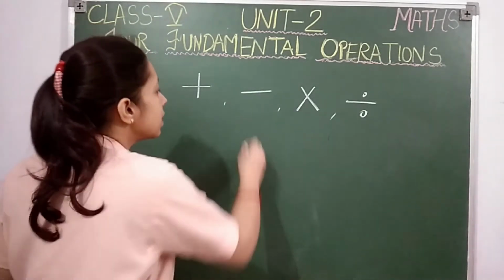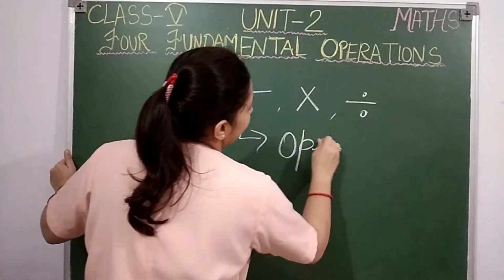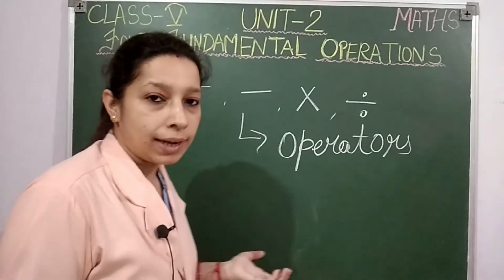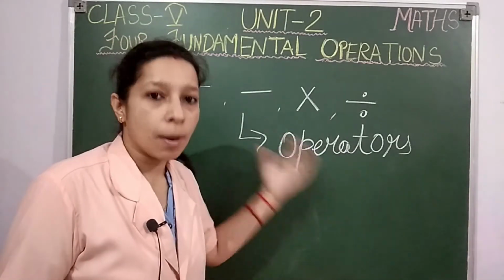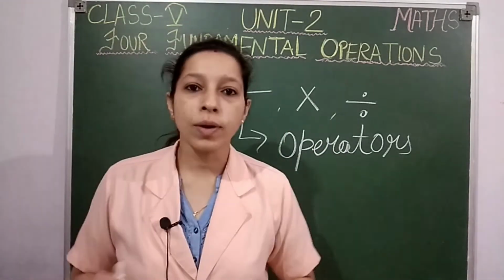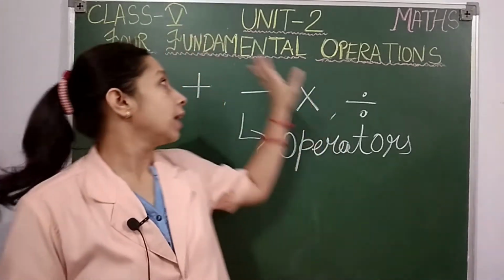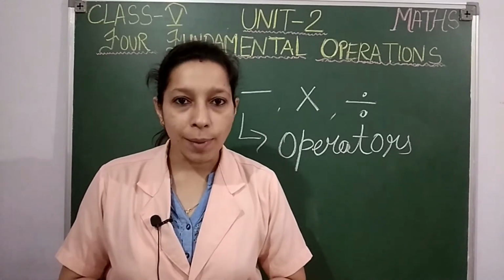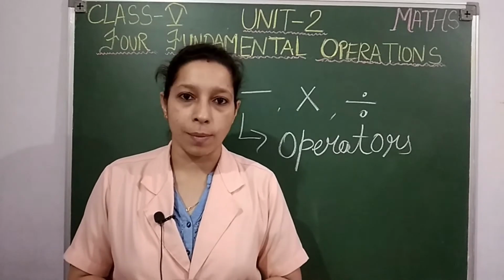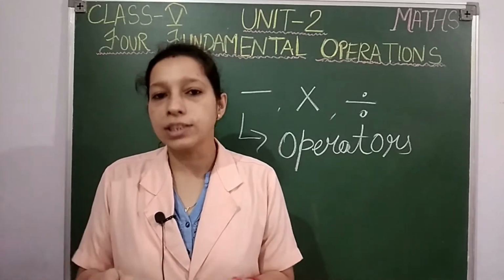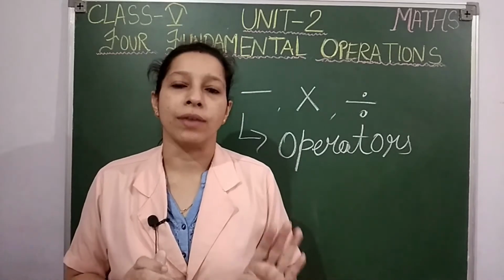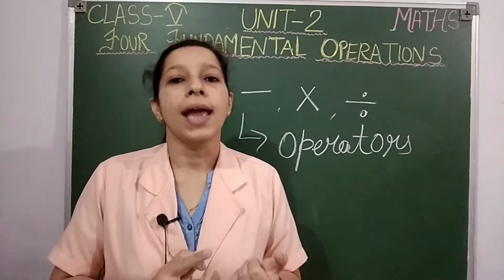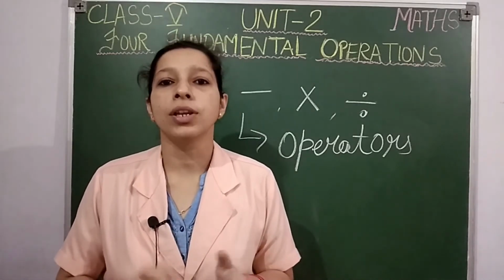So students, these symbols are known as operators, mathematical operators. Using these symbols on numbers, we do the operations. Clear students? 4 fundamental operations. The name of the chapter means 4 basic operations that we do in mathematics. There are several operations that we do in mathematics, but in 5th standard, in this chapter, you are only going to see the basic ones, which you have already studied in your earlier classes also. So which are the 4 basic operations students? Addition, subtraction, multiplication and division.